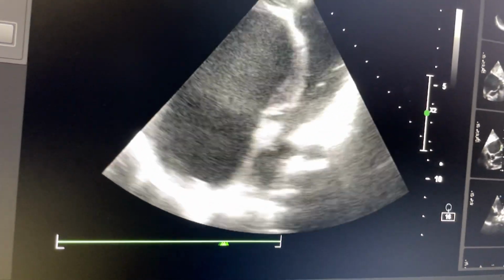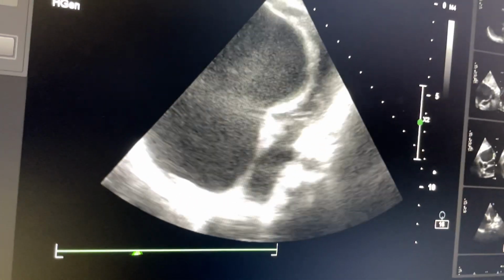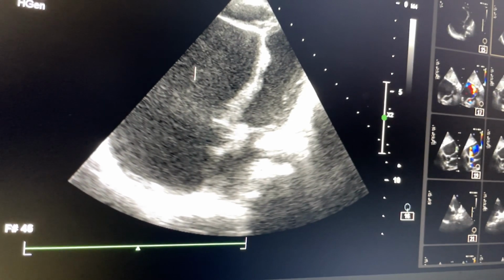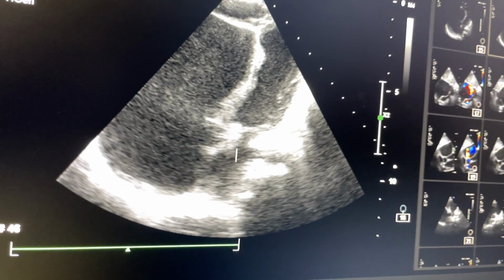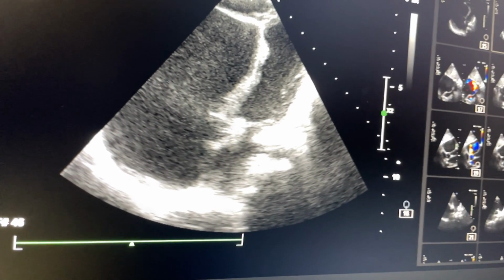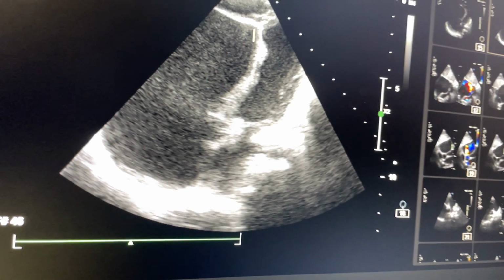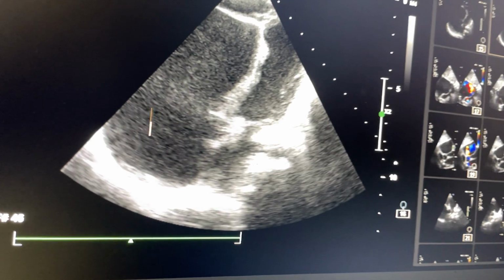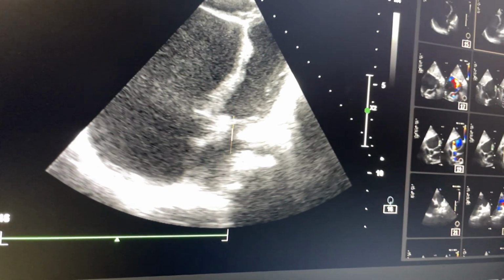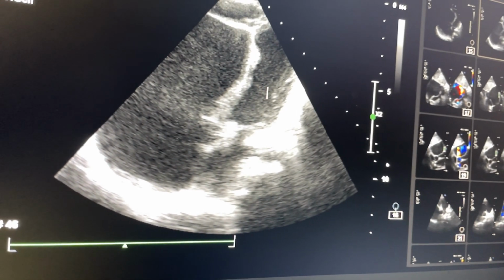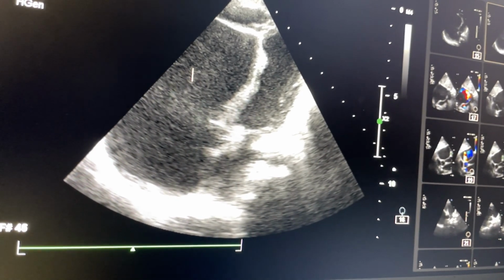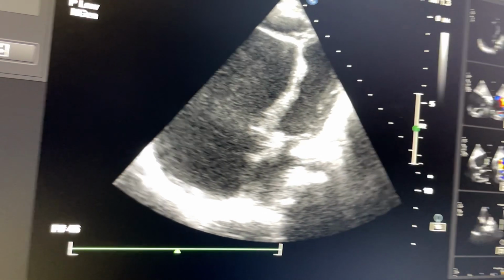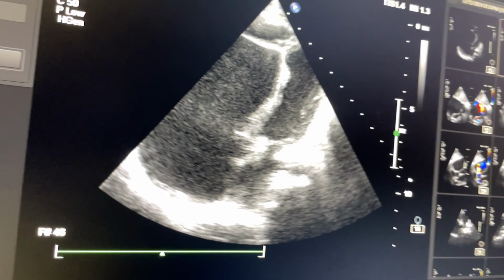This is apical 4-chamber view. This is right atrium, this is right ventricle, this is left ventricle, this is left atrium, and this is true right ventricle. So the true right ventricle is relatively smaller compared to atrialized right ventricle, and right atrium is severely dilated. You can see the diameter of right ventricle is much more compared to left ventricle. So in this case, the right atrium and right ventricle are severely dilated.